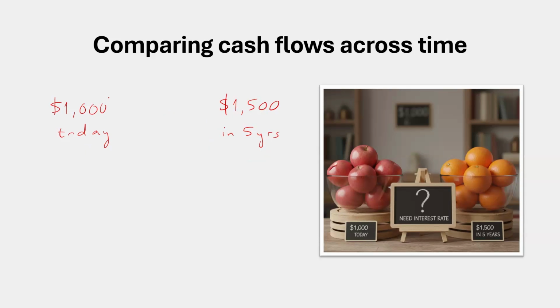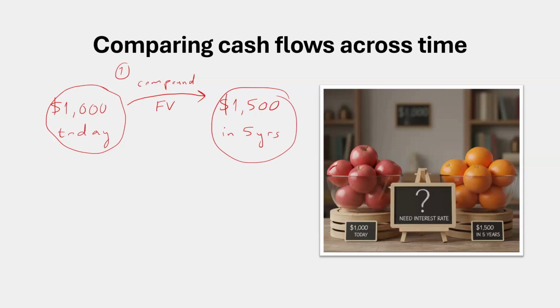We can either take this first cash flow and push it to the future via compounding. Okay, so compound. And that gives us the future value of this cash flow in 5 years' time. And then we can compare it with 1,500. This is the first option. So let's say option 1.